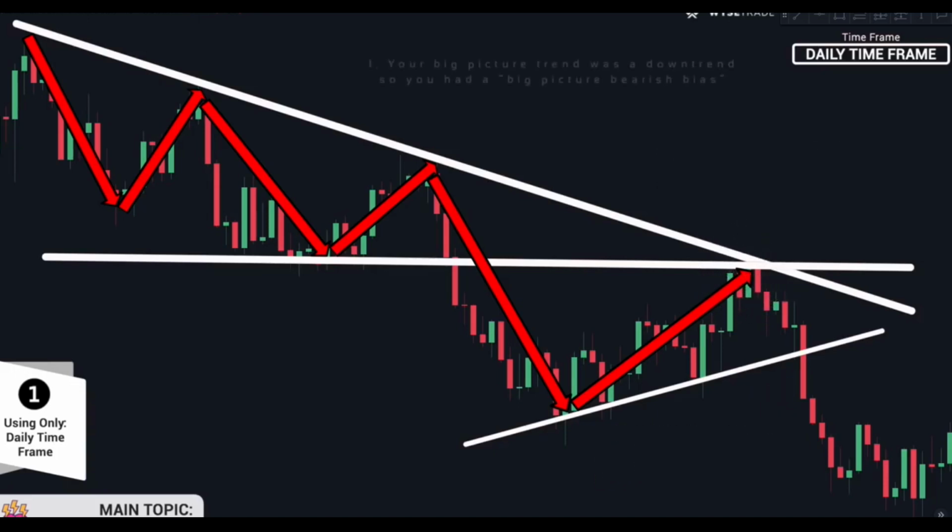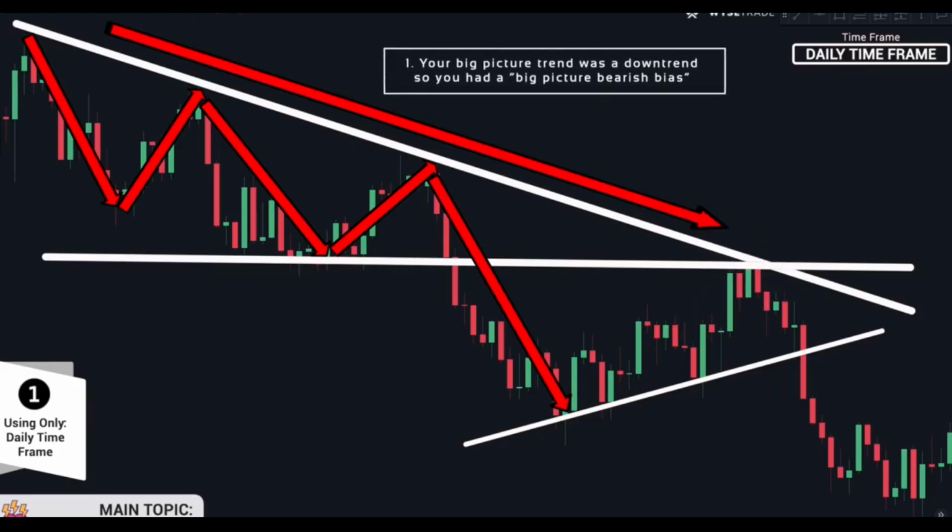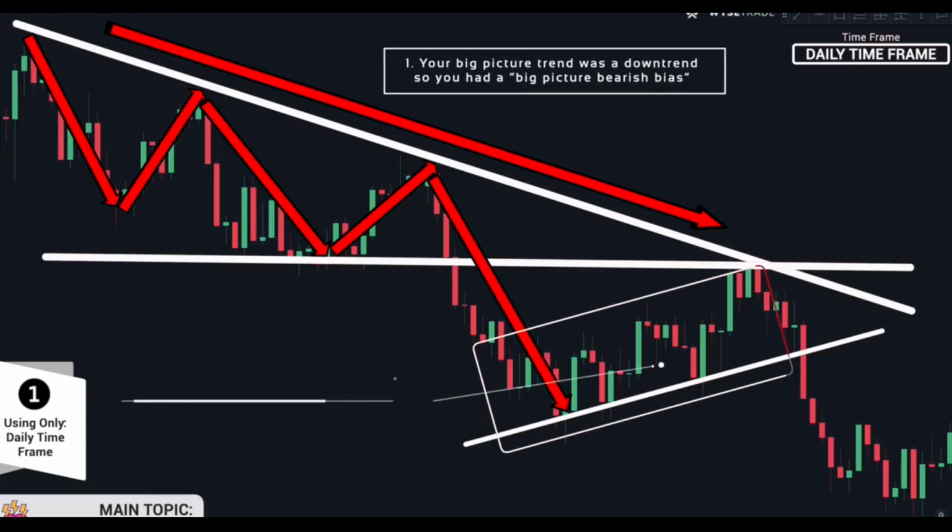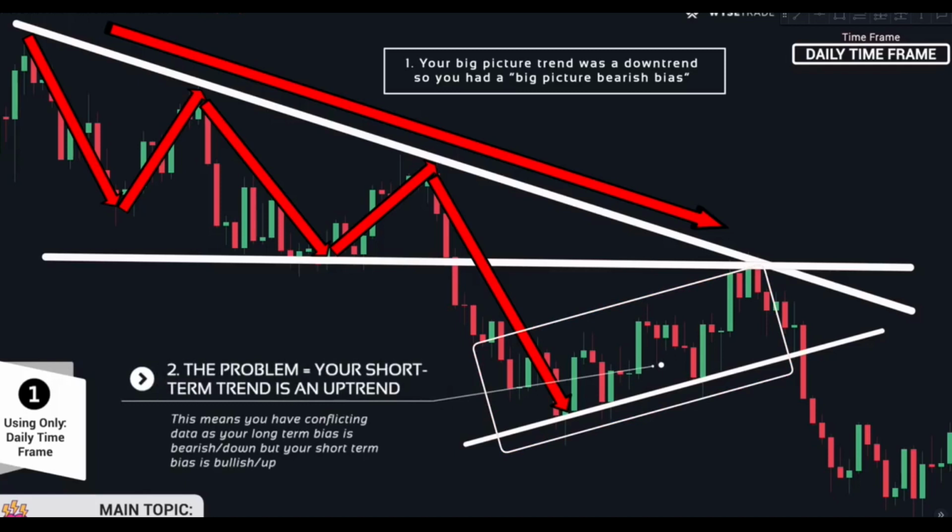First, your big picture trend was a downtrend, so you had a big picture bearish bias. The problem is your short-term trend was an uptrend, meaning price is currently moving with bullish momentum and can easily break right through your long-term trend line. This is why we needed to wait and see if we could get bearish price action to occur inside of the short-term uptrend, so that the short-term trend would be bearish to match the long-term bearish trend.